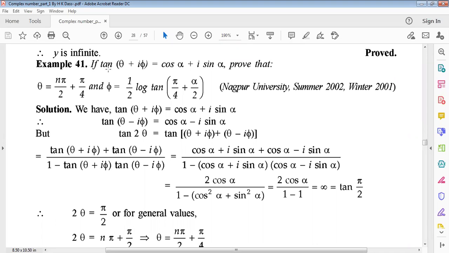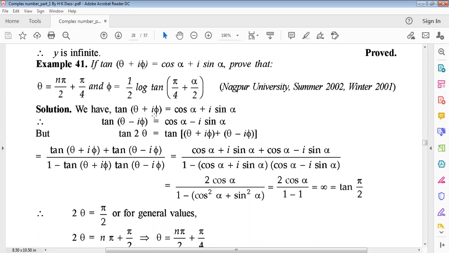Example 41. If tan(theta + i phi) = cos alpha + i sin alpha, then prove that theta = n pi / 2 + pi / 4 and phi = (1/2) log tan(pi/4 + alpha/2). That means this is the given condition and we have to prove theta equals this and phi equals this. Now we have tan(theta + i phi) = cos alpha + i sin alpha. This is the given condition.